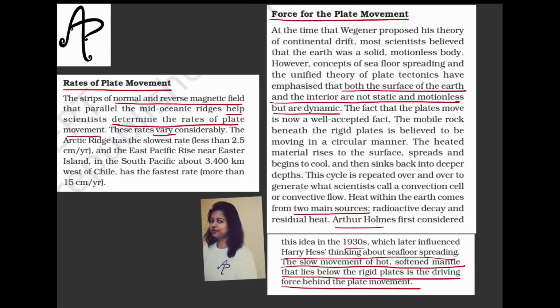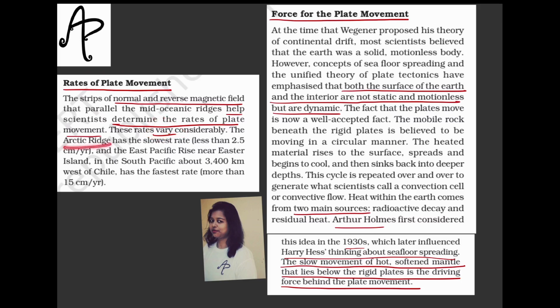ठीक है. Now before we see about the movement etc, let's try to see about the rates of the plate movement. अब इसमें क्या है कि how do you know about the rates, कि वो कितनी fast घूम रही है या कितना slow घूम रहा है. ठीक है, how would you know about it? For that to understand you need to study. I mean you will not study, of course the scientists have studied and they have found that the strips of the magnetic field, normal and also the reverse magnetic field, which parallel the mid-oceanic ridges, are helping the scientists determine the possible rate of movement of the plate. So it just varies from plate to plate.